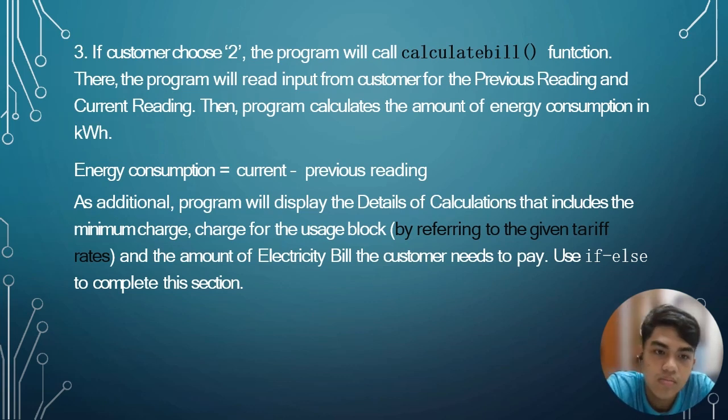The third one: if the customer chooses two, the program will call the calculate bill function. The program will read the input from the customer for the previous and the current reading. Then the program calculates the amount of energy consumption in kilowatt hours. Energy consumption equals the current minus previous reading. Additionally, the program will display details of the calculation that includes the minimum charge and the usage blocks by referring to the given tariff rates, and the amount of electricity bill the customer needs to pay. This uses the if-else statement to complete this section.